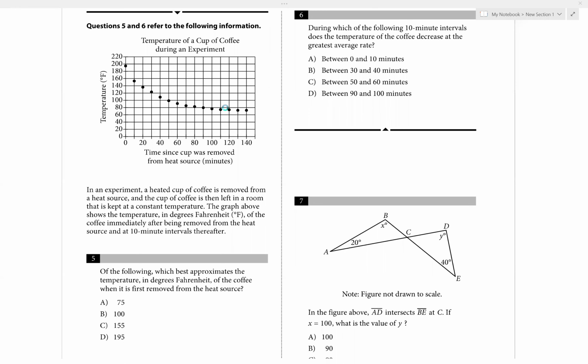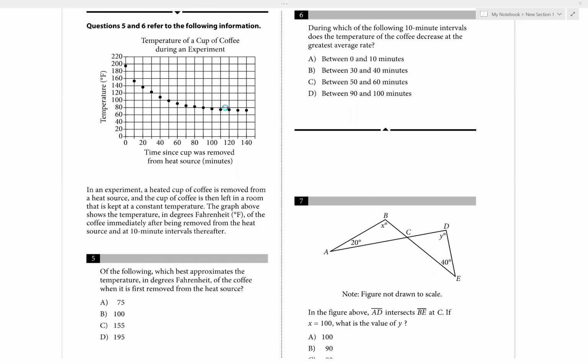All right, number 5. We have this chart here, right? It says in an experiment, a heated cup of coffee is removed from a heat source, and the cup of coffee is then left in a room that is kept at a constant temperature. The graph above shows the temperature in degrees Fahrenheit of the coffee immediately after being removed from the heat source and at 10-minute intervals thereafter.